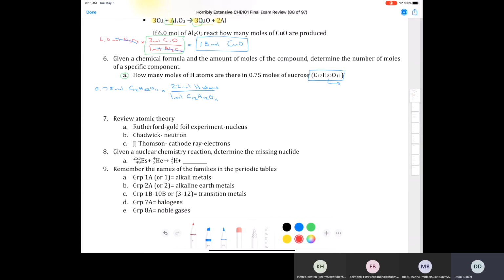So you can see that moles of sucrose are going to cancel out, and I end up with the number of moles of hydrogen atoms, which would be, I've already gone ahead and done the math here, 16.5. But there should only be 2 sig figs in the answer because there's 2 sig figs here, so that would round up to 17 moles of H atoms. All right, there we go. Another little bit of dimensional analysis. The next part is about the history of the atom.